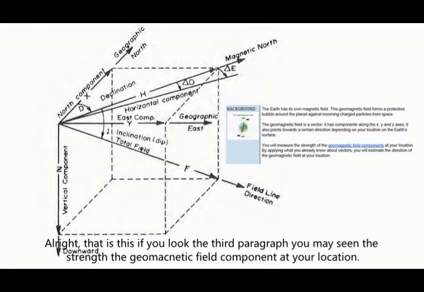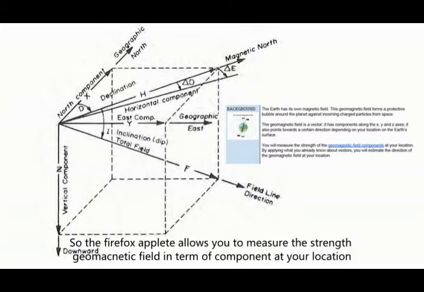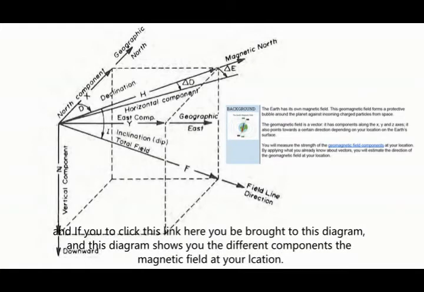So if you were to open the file for the experiment this week and you read the background, if you look at the third paragraph, you will measure the strength of the geomagnetic field components at your location. So the Firefox applet allows you to measure the strength of the magnetic field in terms of its components at your location, right? And if you were to click this link here, you'll be brought to this diagram.